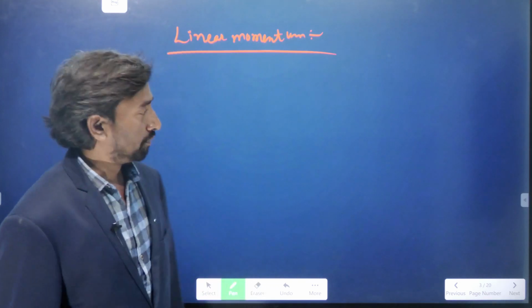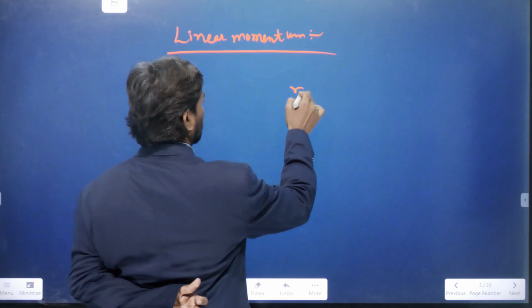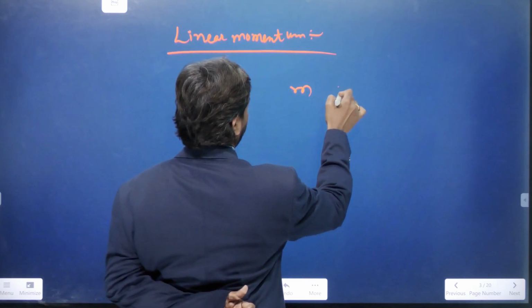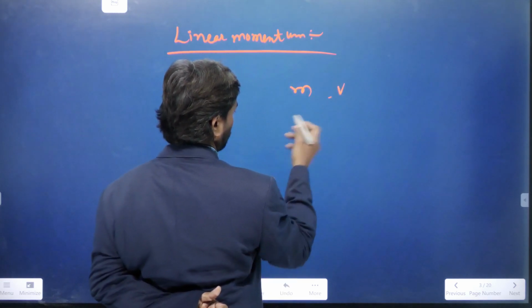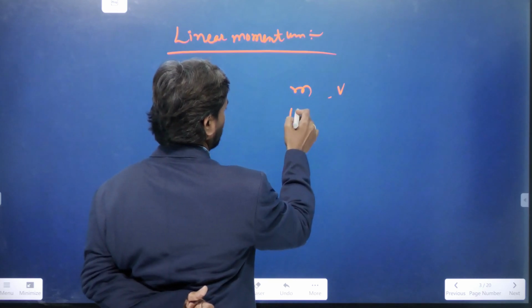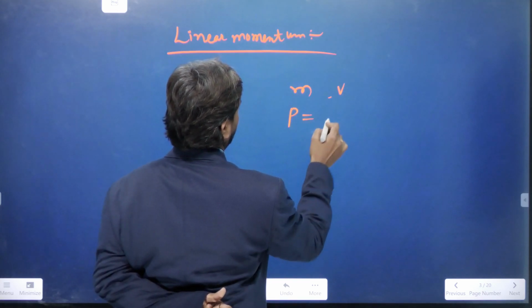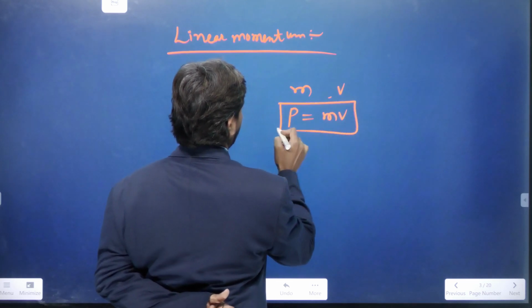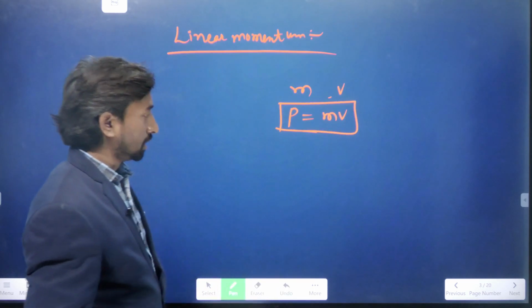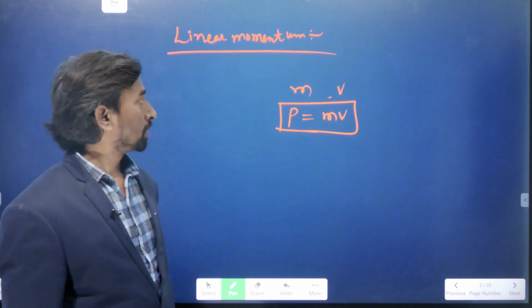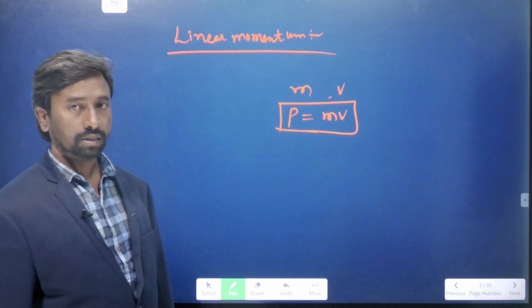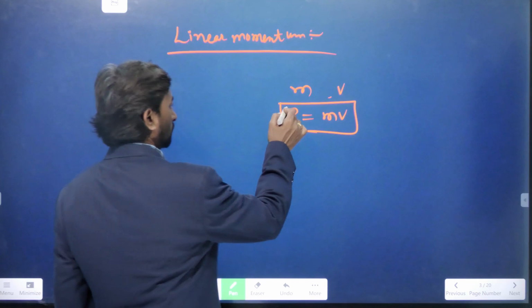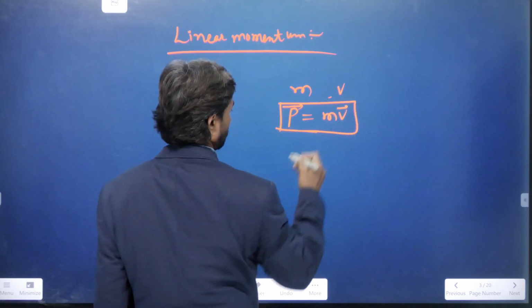If a mass m of the body is moving with a certain velocity v, then the quantity of motion of the body is given by the linear momentum, that is nothing but the mass and the velocity. Simply, the product of mass and velocity of an object is said to be the linear momentum. It is a vector quantity because velocity is also a vector quantity.